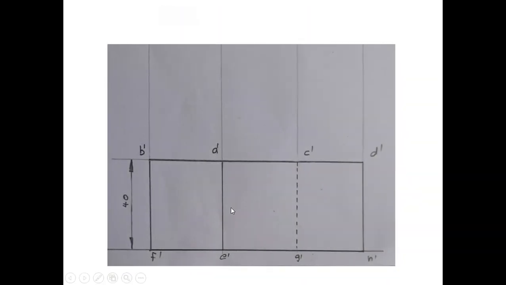Front view of the object, because 40 mm is the height of the object. So this is the front view, and in front view the edge CG will be invisible, because CG is coming behind the object. So that line CG will be invisible in front view.